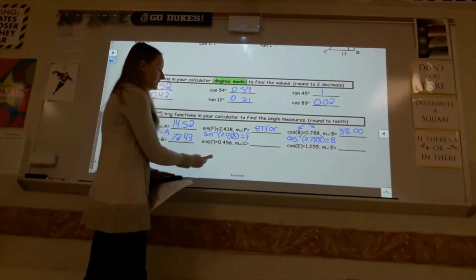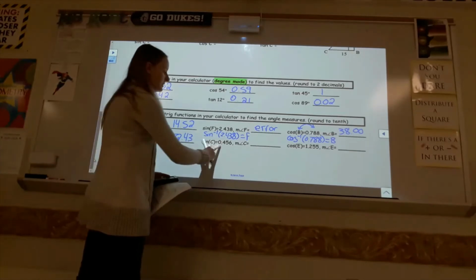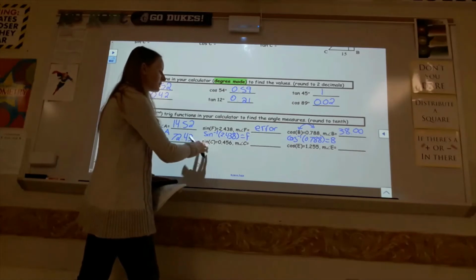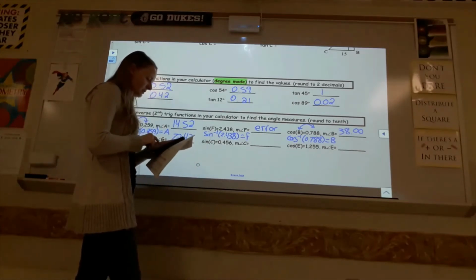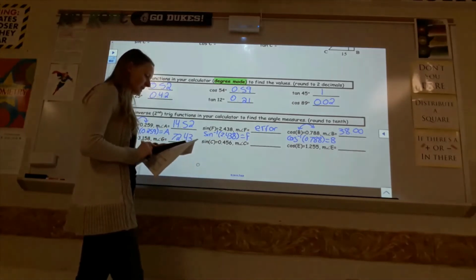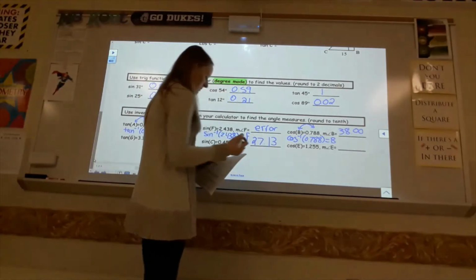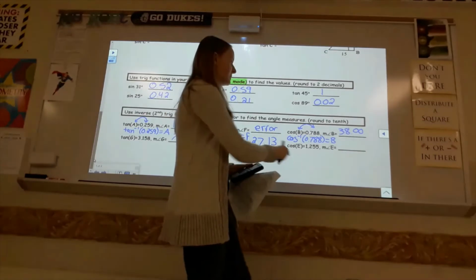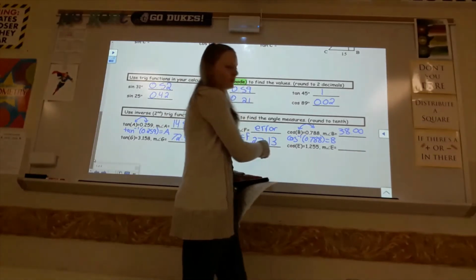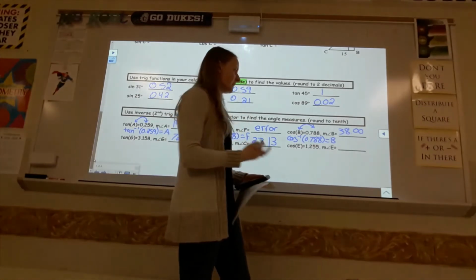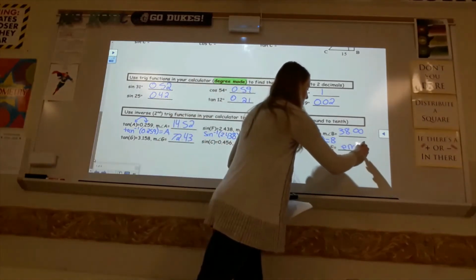And then this one, again, you would do the inverse of sine, switch those two so you can actually solve for the angle measure. So you do inverse sine of 0.456, so second sine 0.456, you get 27.13 rounded. And then this last one, if you do the inverse cosine of 1.255 to try to get the angle E, you would end up with another error message.